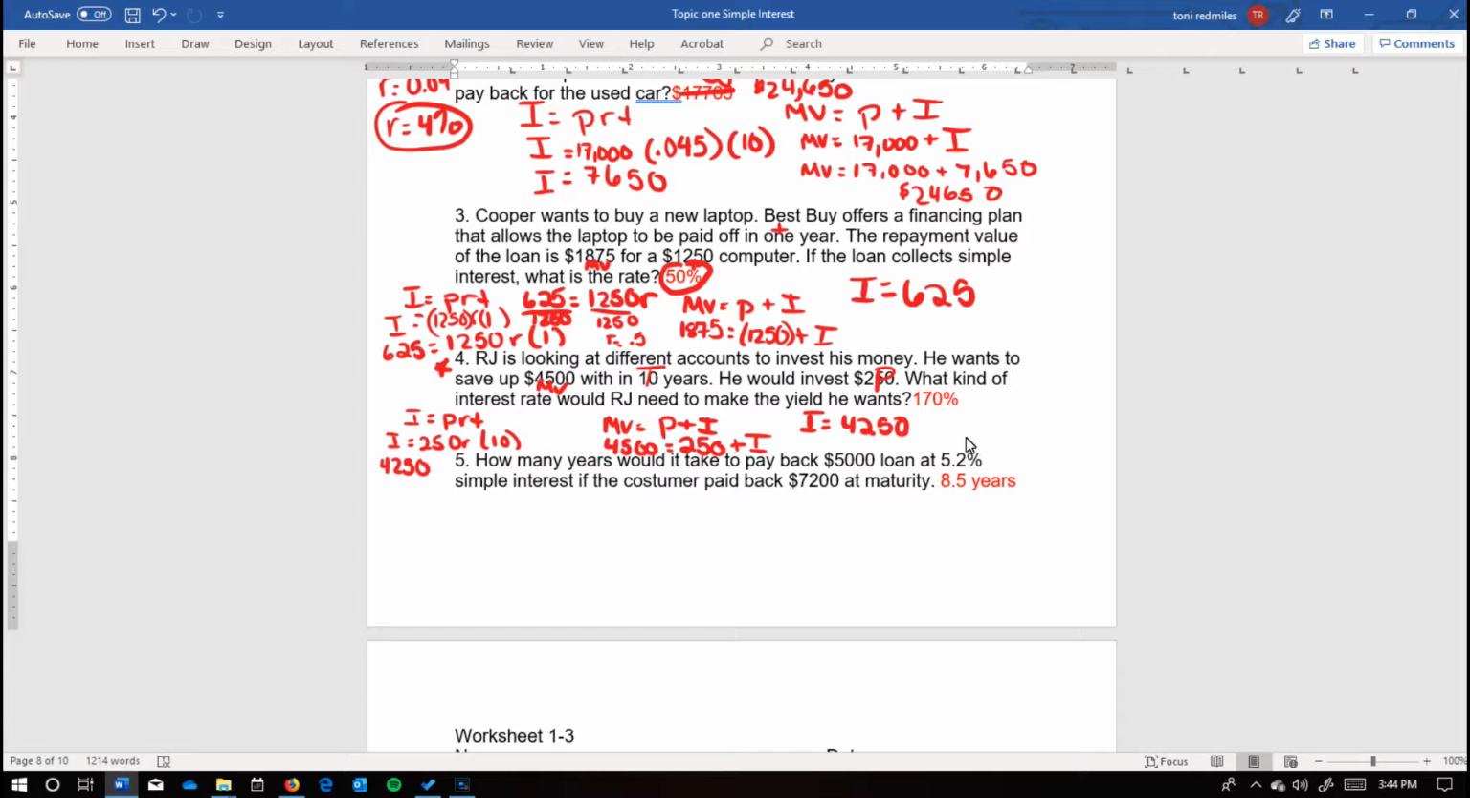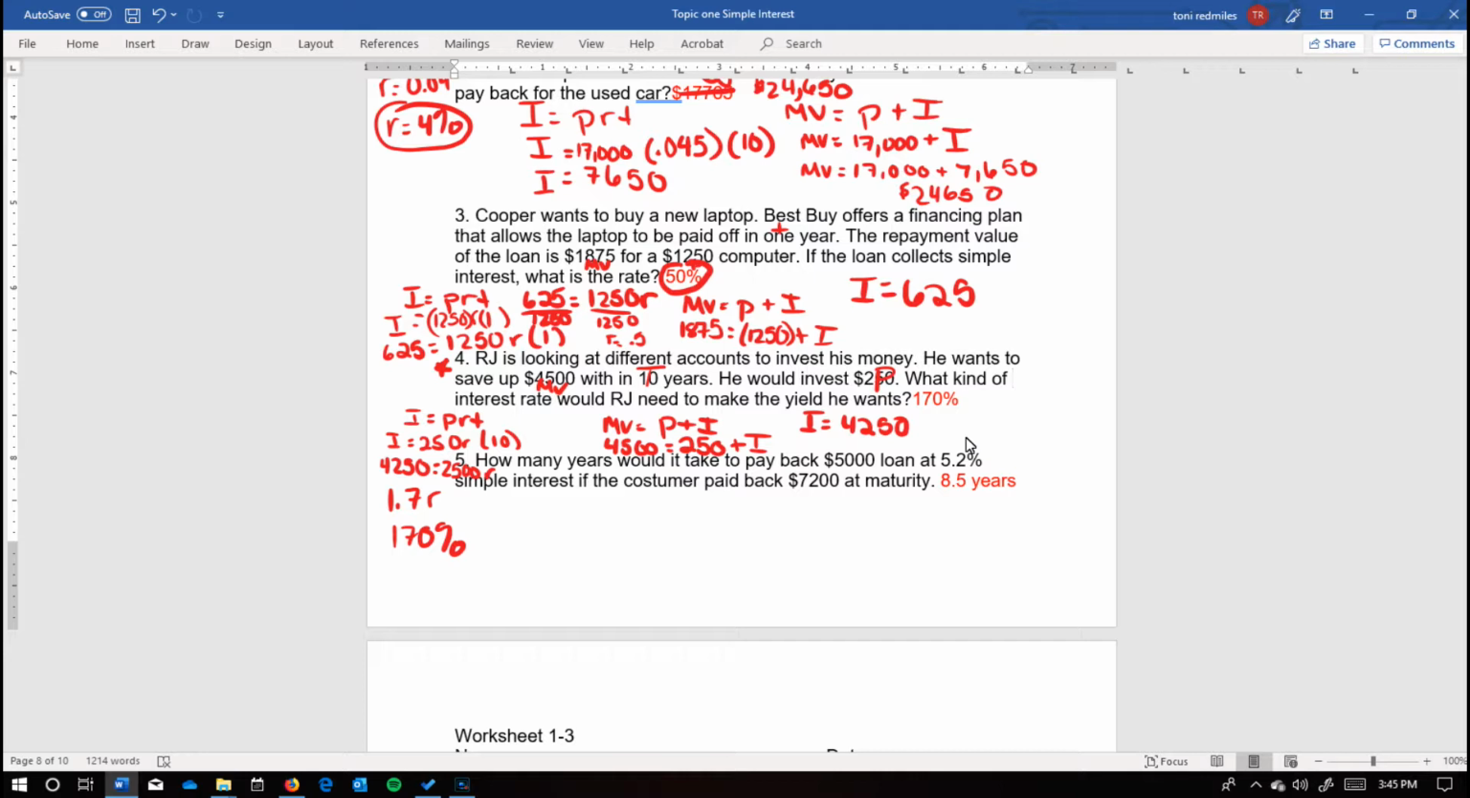Okay, if I put this amount of money in, I'm going to have to make this somehow an interest. All right, so if I multiply these two, it's 2500R. Now I've got to divide. So 4250 divided by 2500, 1.7R. Move that decimal two places, 170%. That's impossible. It's impossible to find any account that is above 3.